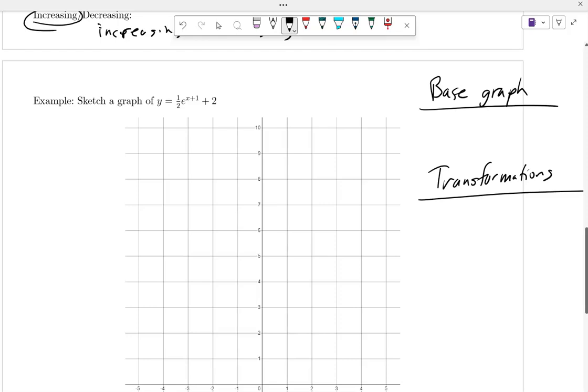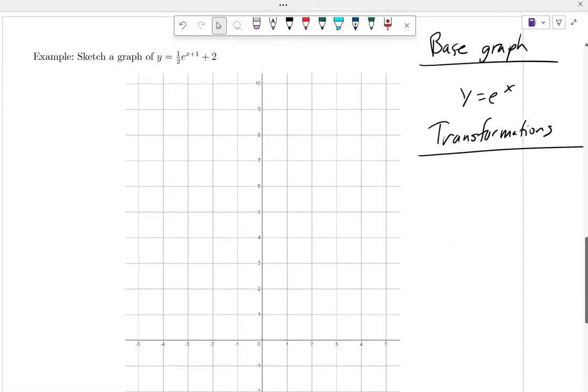We ready to chat about it? Yeah. What did you decide the base graph should be? A to the x? Good. Right? Good. We identify that as our base graph. And again, should that be going up and to the right or down and to the right? Up and to the right, right? We've got that horizontal asymptote over here. It should cross the y-axis at 1, and then it should go up rather steeply.